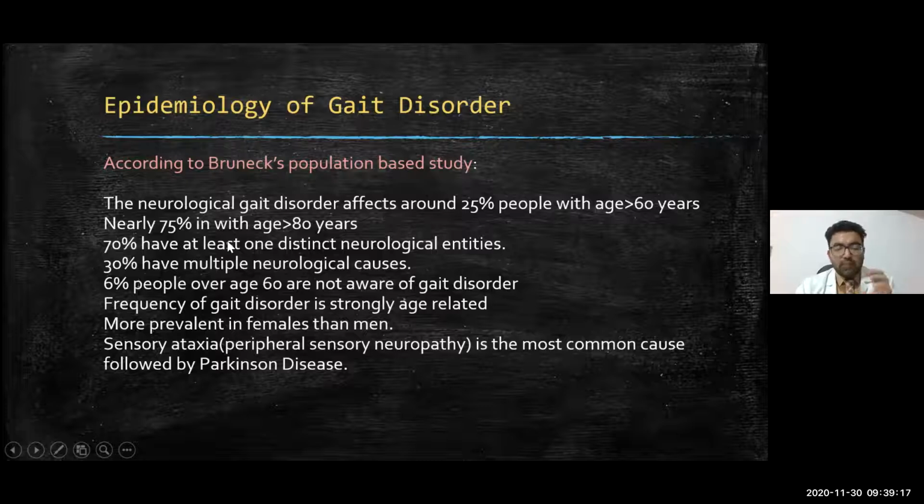Out of the neurological gait problems, 70% of people have one distinct neurological entity, while 30% have multiple neurological causes. 6% of people over the age of 60 are not aware of their gait disorder. The frequency of gait disorder is strongly age related. Gait disorders are more prevalent in females compared to males, and the most common cause of gait disorders is sensory ataxia, followed by Parkinson's disease.